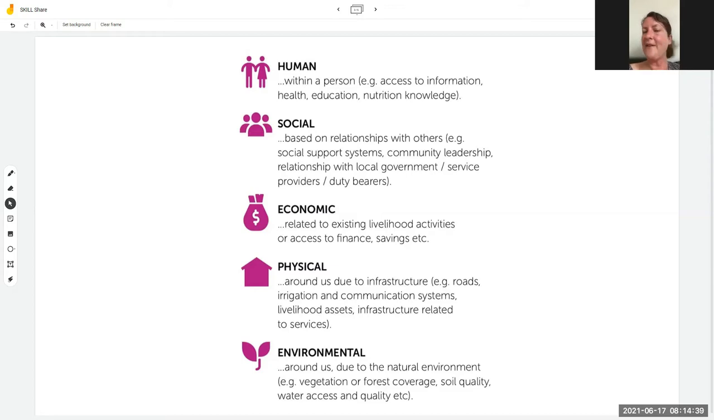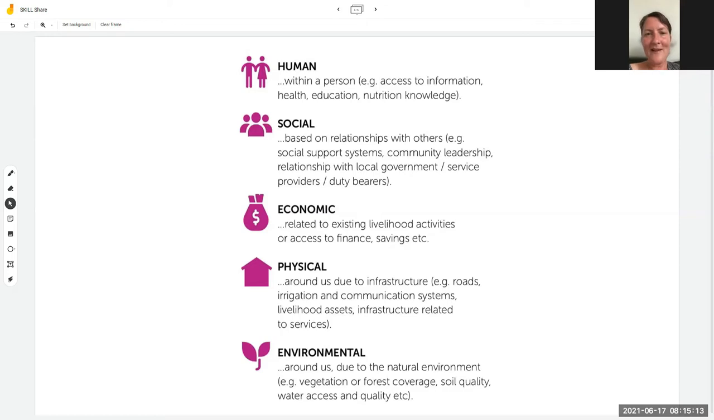And the third type of resilience is economic resilience. So this is our finance, our savings, our livelihoods that we rely on to be resilient to shocks and stresses. And then we also have physical resilience and environmental resilience. So this is a resilience that surrounds us, that we draw from our surroundings. Physical might be infrastructure, roads, buildings, even mobile phones and communication systems that we depend on to be resilient. But environmental resilience is really important. That's the natural resources and the natural environment that's really important for our resilience.